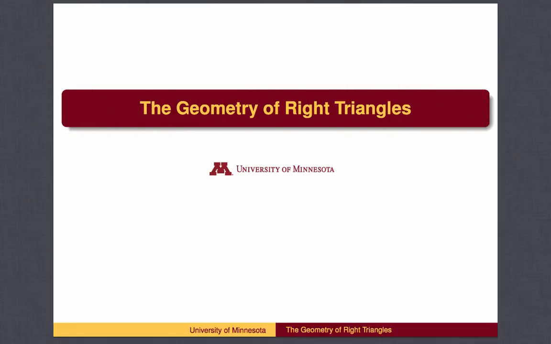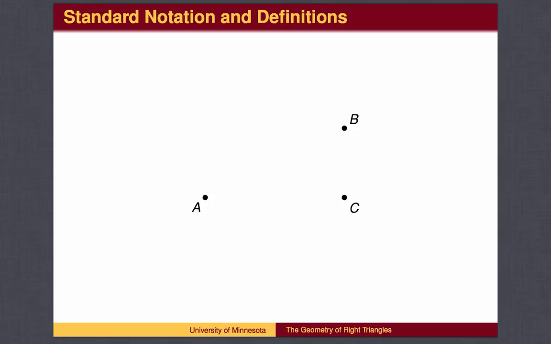The geometry of right triangles. Let's begin with points A, B, and C, which form a right triangle with the right angle at C. We typically refer to the angles of the triangle by the point which is at the vertex of the angle. For instance, angle C is the right angle.